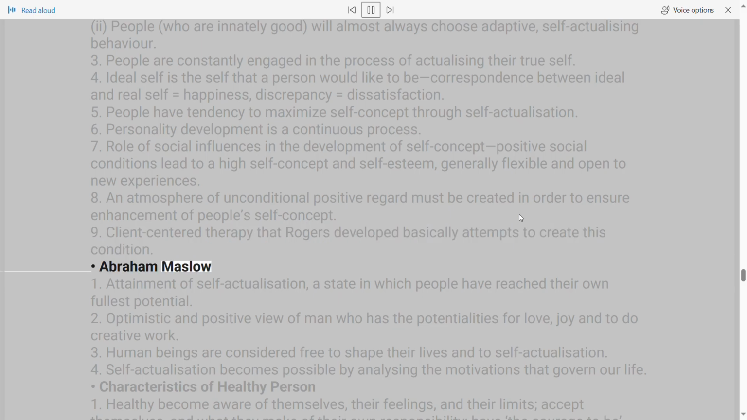Abraham Maslow. 1. Attainment of self-actualization, a state in which people have reached their own fullest potential.